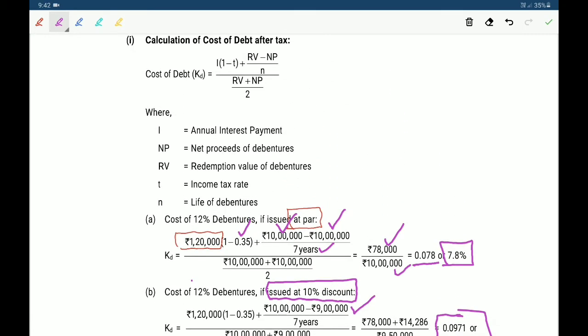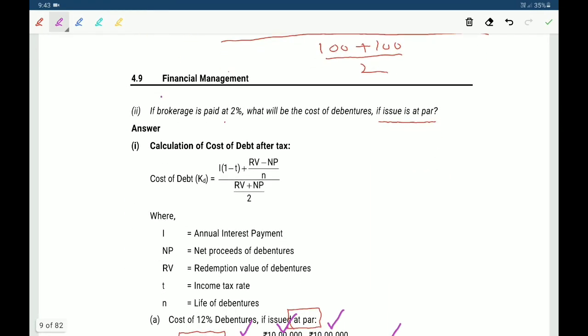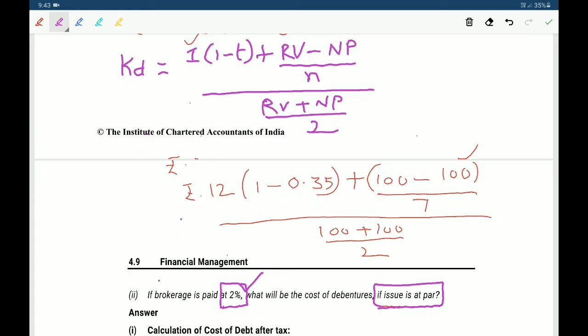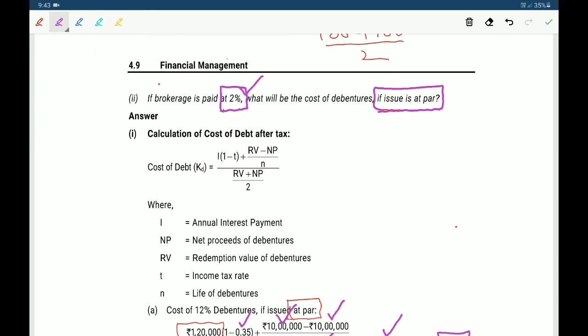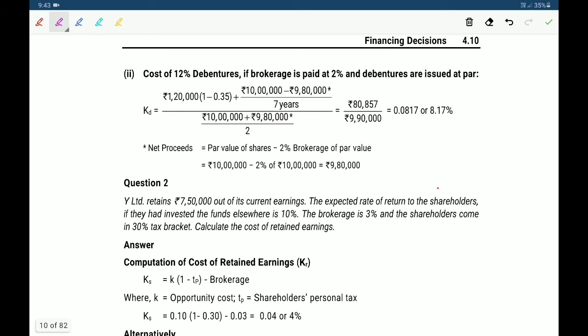Okay, next, the second one. If brokerage is paid at 2%, what will be the cost of debentures if issue is at par? Issue at par with 2% brokerage, that means the formula changes in net proceeds. The brokerage is 2 rupees, that means 2% goes down. The remaining are all the same, only 2% is deductible.